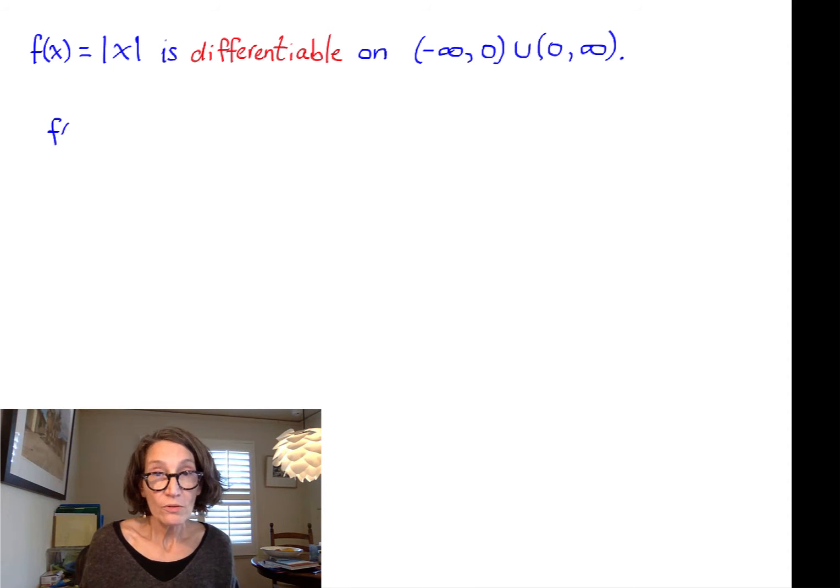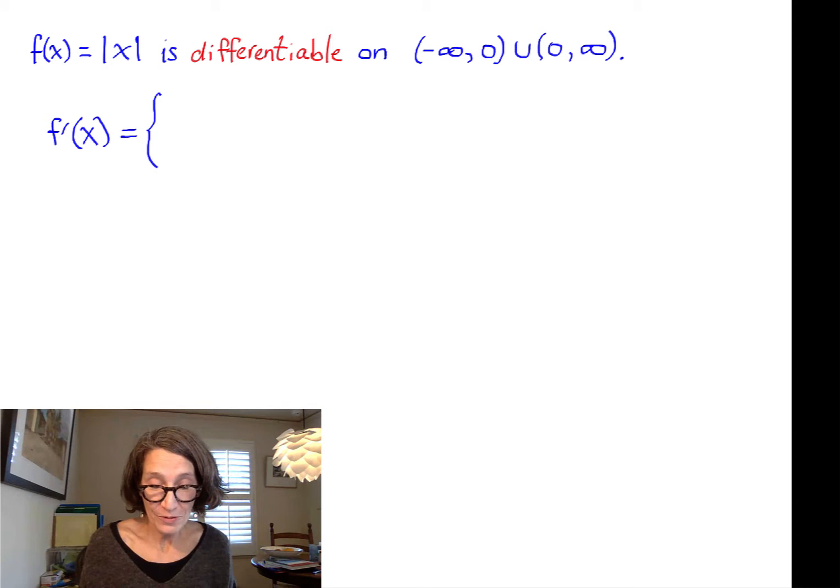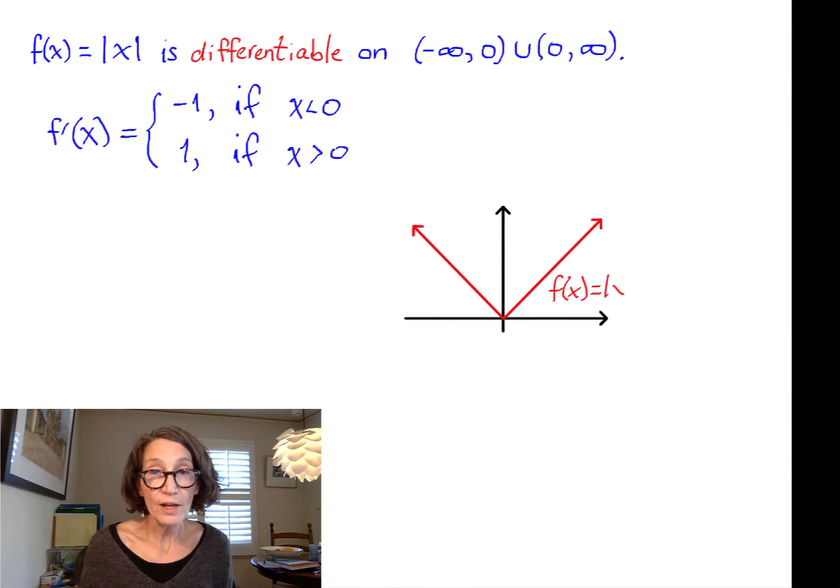What we found using the definition of the derivative, because there's no other way to do it, was that f prime of x is equal to -1 for all negative real numbers, for all x less than 0, and f prime of x is equal to +1 for all x greater than 0. Before we graph the derivative, let's graph the function f of x equals the absolute value of x.